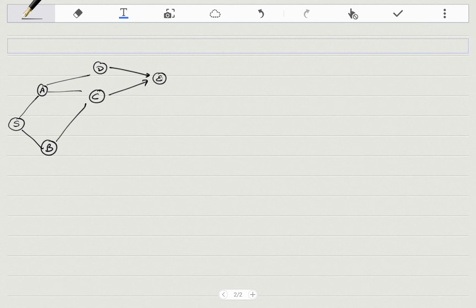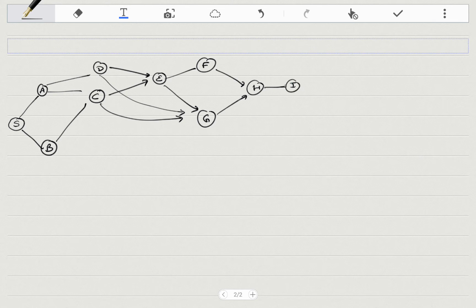And then F, G, D, and then we have coming out of C, and then we have F and G going to H, and then we have I, and then G and I going to J, and then we have K, and then we are done.